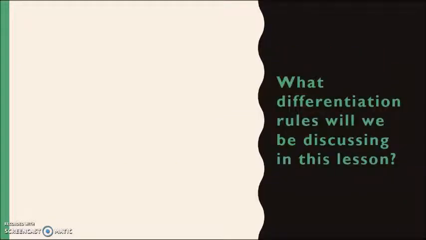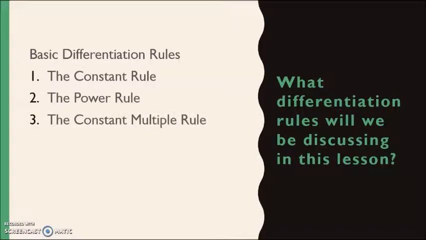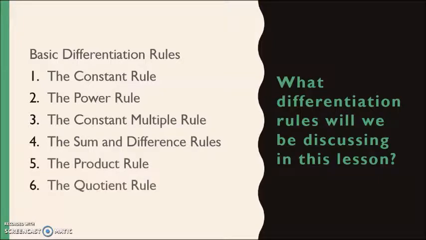And what differentiation rules will we be discussing in this lesson? There are actually a lot of differentiation rules, but for this lesson, we will just focus on the basic differentiation rules. So there are 6: the constant rule, the power rule, the constant multiple rule, the sum and difference rules, the product rule, and the quotient rule. Some of the other differentiation rules will be discussed on the next module.